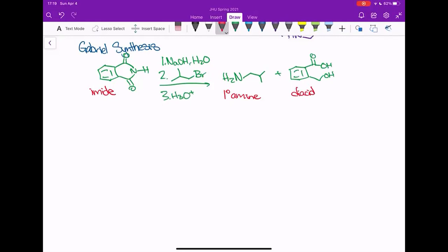Okay. All right, so this mechanism is kind of bulky. So I'll write and then I'll pause because I'm going to have to scroll in between. So just let me know if you want me to slow down at all. But we'll start off with our imide. Okay, and then like usual, when we're operating in basic conditions, we're going to deprotonate.